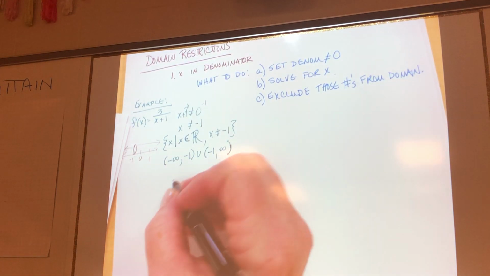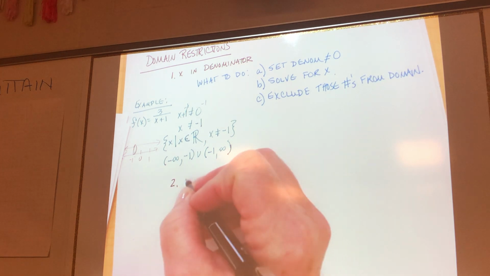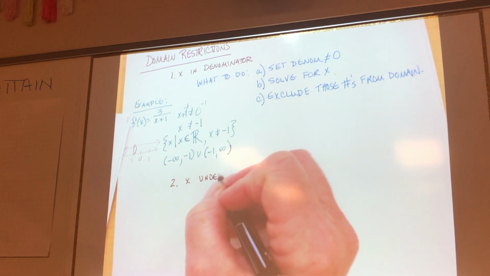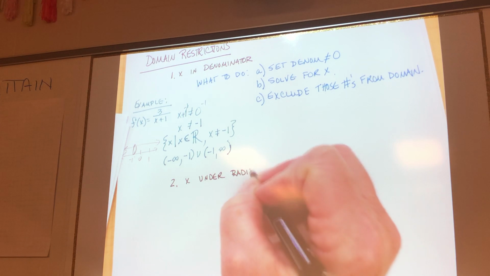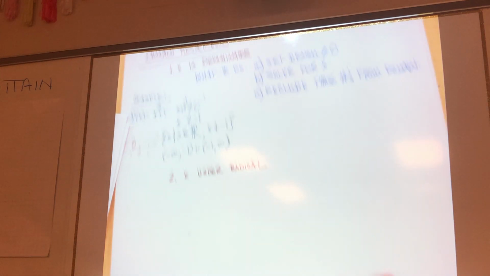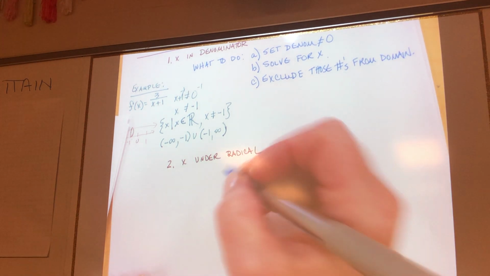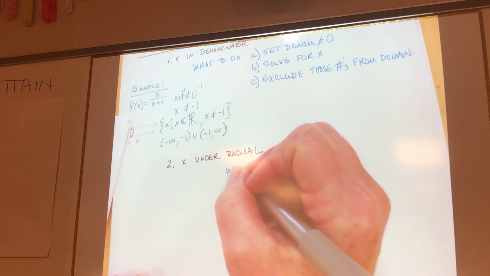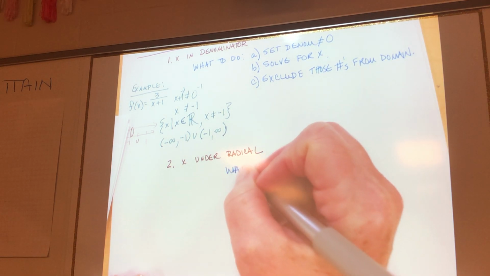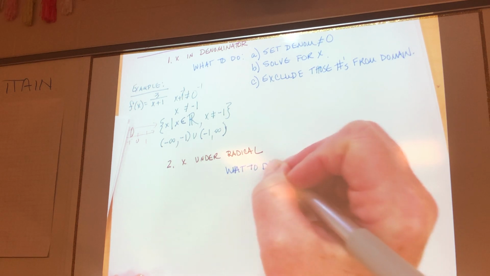Okay, so let's talk about the second restriction. The second restriction is if you have an x under the radical. Okay? Now, what kind of numbers cannot be under the radical? Negative. You can't take square roots of negative numbers and end up with real answers, guys. You're going to have imaginary solutions or complex. All right, so what to do? X greater than or equal to 0. Very good.